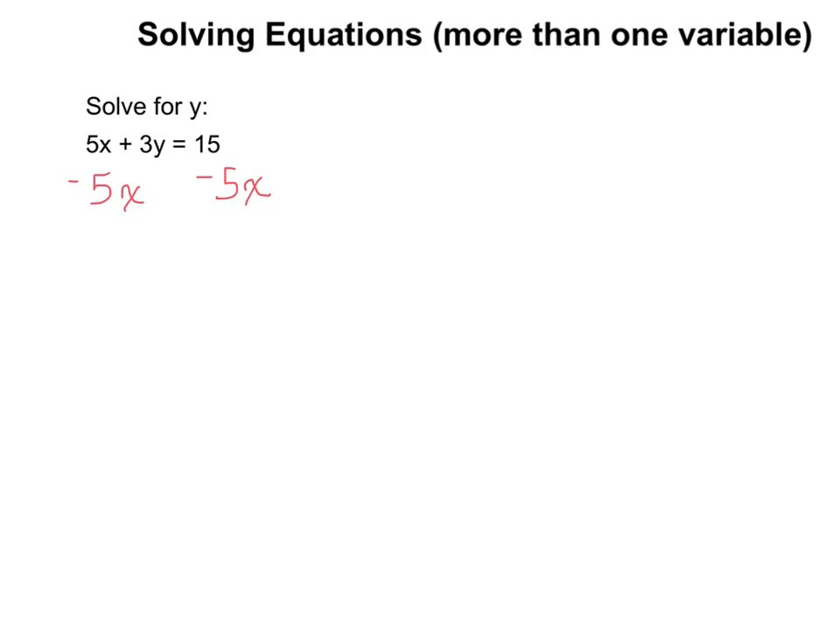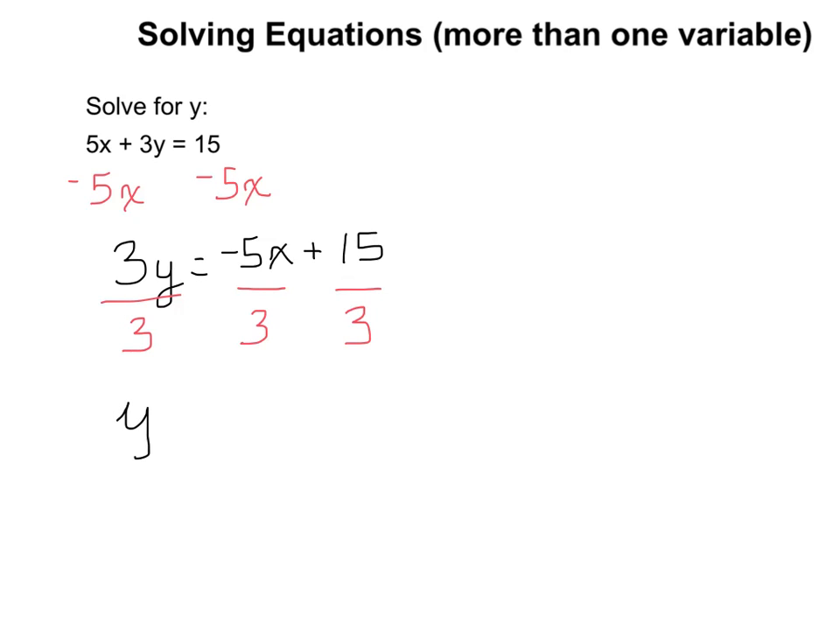When we do that, we're left with 3y is equal to negative 5x plus 15. Our next step in order to get y isolated is to divide every term in the equation by 3. When we do that, on the left side, we have successfully isolated y, which is what we were asked to do.